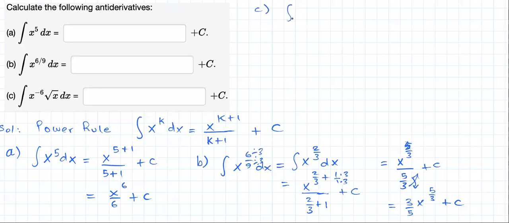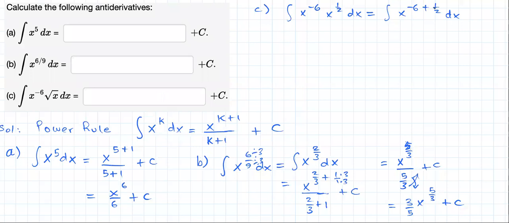For c, I have to integrate x raised to negative 6 times the square root of x dx. Allow me to rewrite the square root of x as x raised to 1/2. And you may say, Professor, why are you doing that? Well, it's just that I need to get this integral as the integral of a power of x, right? So I can apply the power rule.